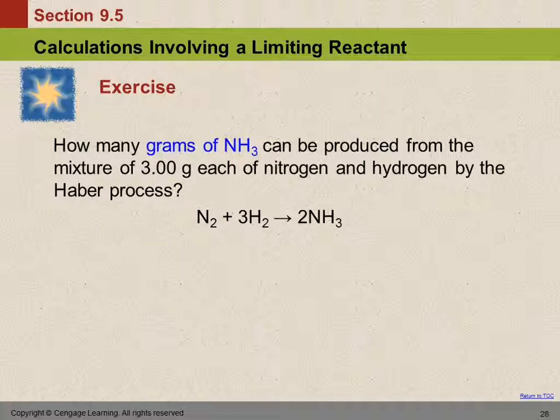Let's do another example. How many grams of ammonia can be produced from the mixture of 3 grams each of nitrogen and hydrogen by the Haber process? Do we need to know that this is the Haber process for making ammonia? No, we don't. They just threw that in there.